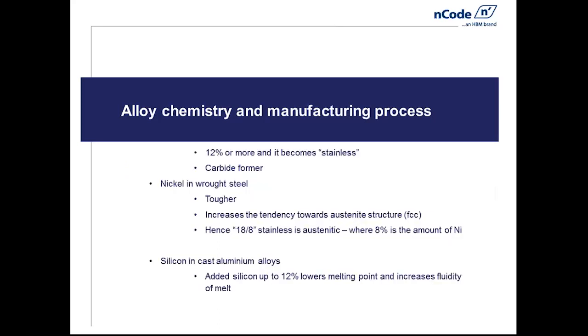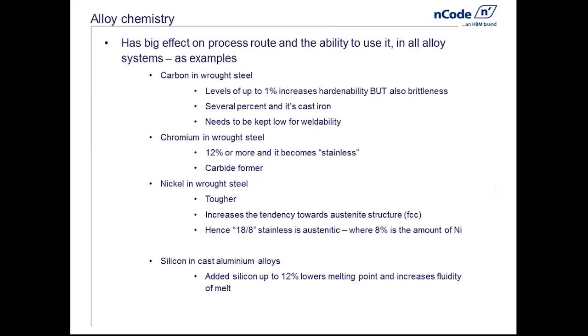Chemistry has a very big effect on the process and the ability to use that material. And I've picked inevitably here steel and aluminium, partly because, of course, they're the major alloys that get used. It's one of those lovely accidents of history that carbon steel has lower carbon in it than cast iron, basically. As I say, several percent in its cast iron. But the key point there is that you can put up to 1% of carbon in there. You will increase the hardenability, you do interesting things with it, but you'll also increase the brittleness. If you add chromium and you get past the 12% mark, you end up with stainless steel.